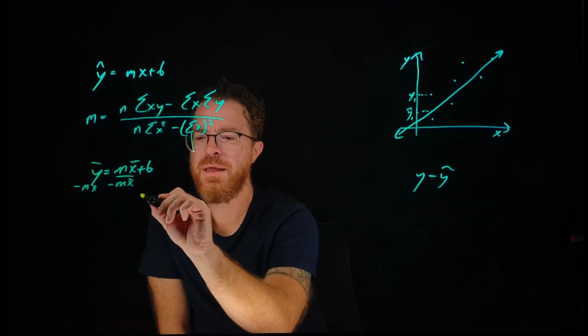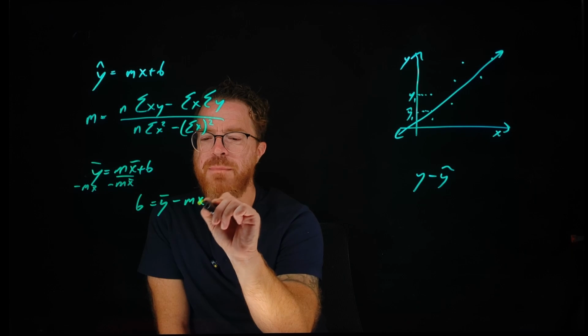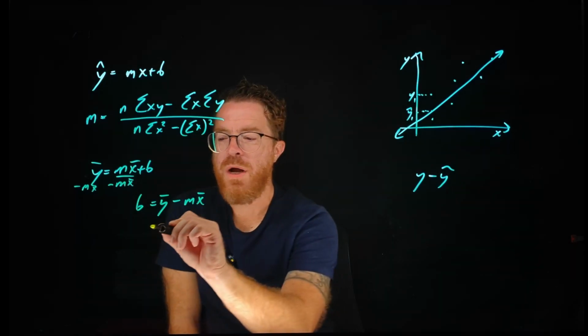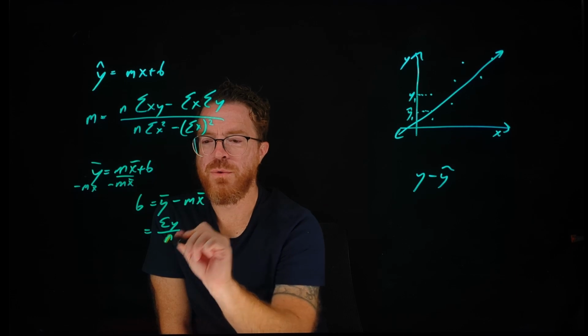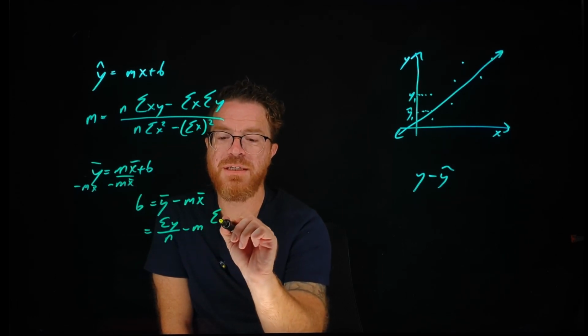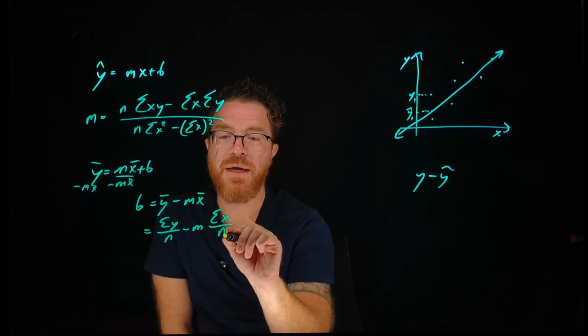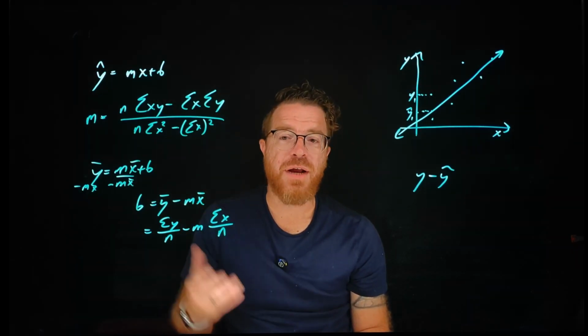and you end up with b is equal to y bar minus m x bar, where y bar is just going to be the sum of your y's over the total number n, and then minus m, and then x bar is going to be the sum of your x's divided by your number n. It's the mean of your y's and the mean of your x's.